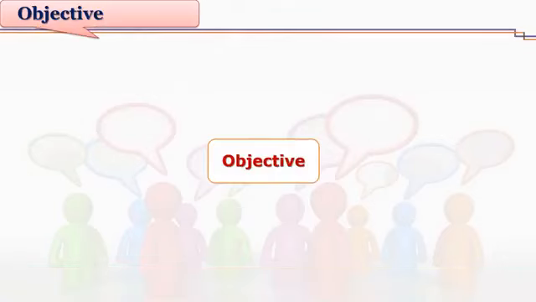At the end of this session, you will be able to discuss different components of communication. Let us see the component of objective. We can also refer to this as the aim of communication. Why do we communicate? What are the various objectives of communication?